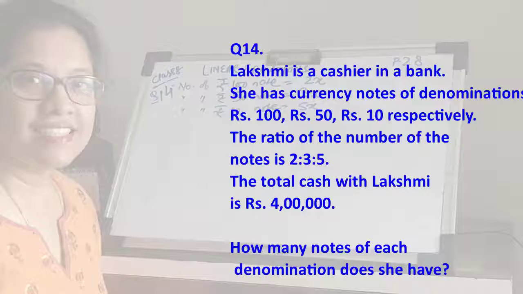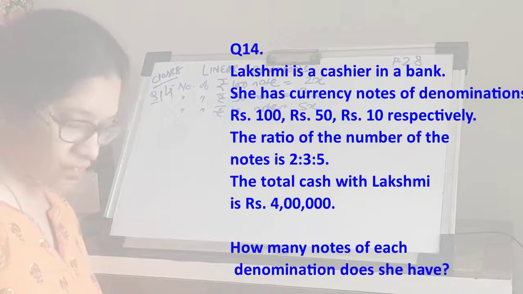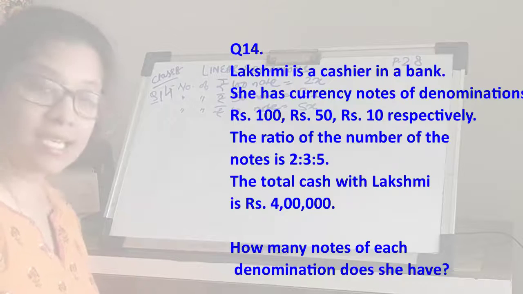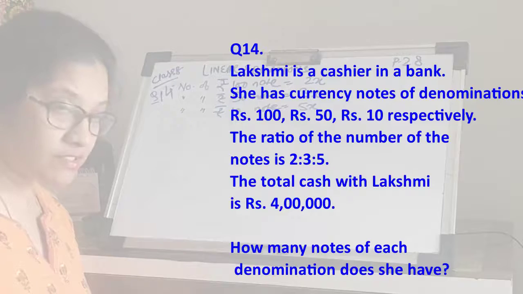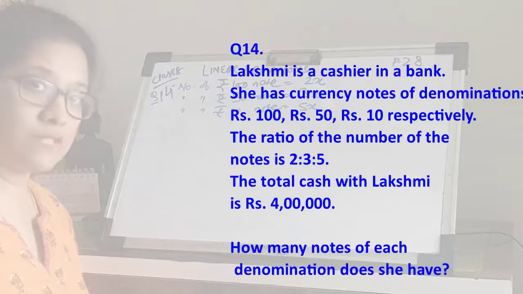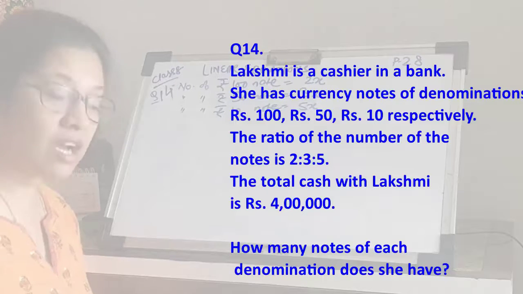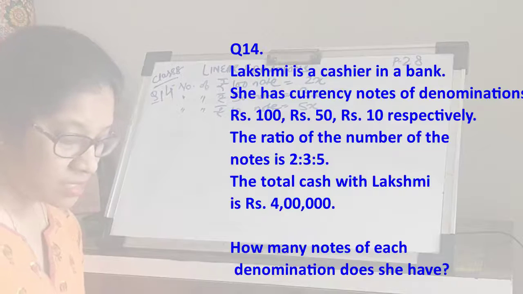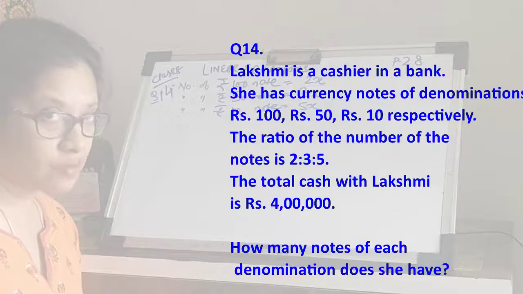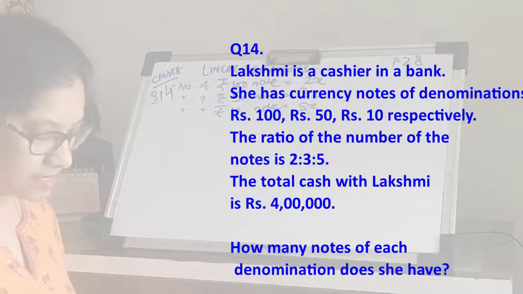Hello. So, question 14. What does it say? Question 14 says, Lakshmi is a cashier in a bank and she has currency notes of denominations rupees 100, rupees 50 and rupees 10 respectively. The ratio of the number of these notes is 2:3:5. The total cash with Lakshmi is rupees 4 lakhs. How many notes of each denomination does the bank have?